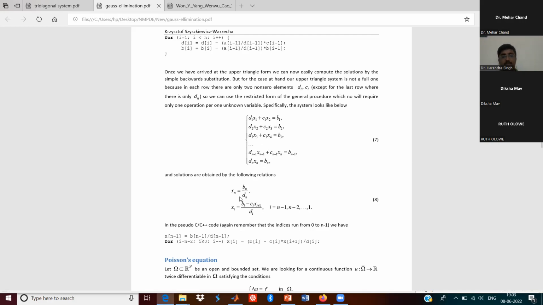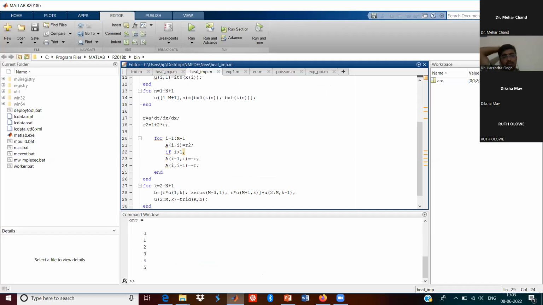You can see that xn will be dn by dn, and xi for i equal to n minus 1 down to 1 will be bi minus ci xi plus 1. So this is the tridiagonal system. I have implemented the same things in program form. See, in the implicit method, you will get a tridiagonal system, so I have implemented those things here.